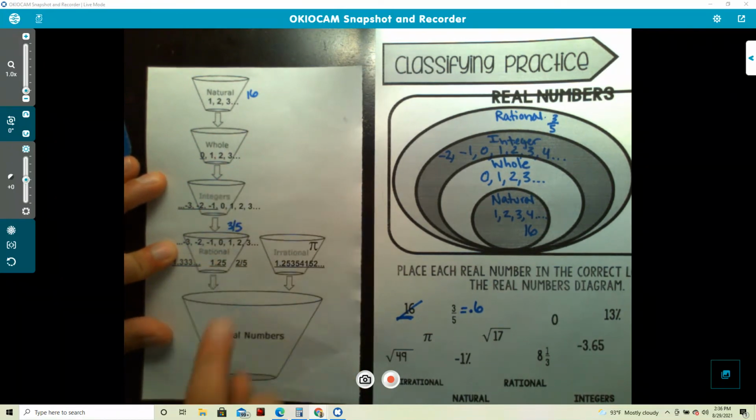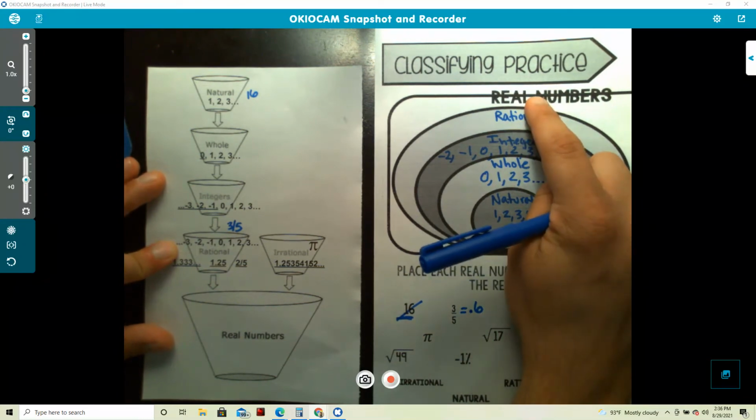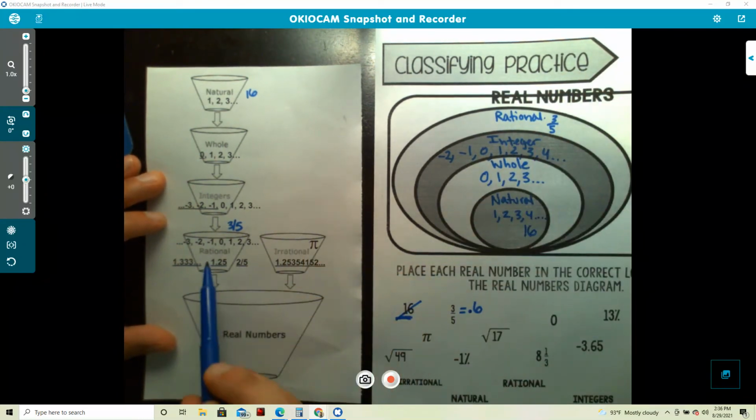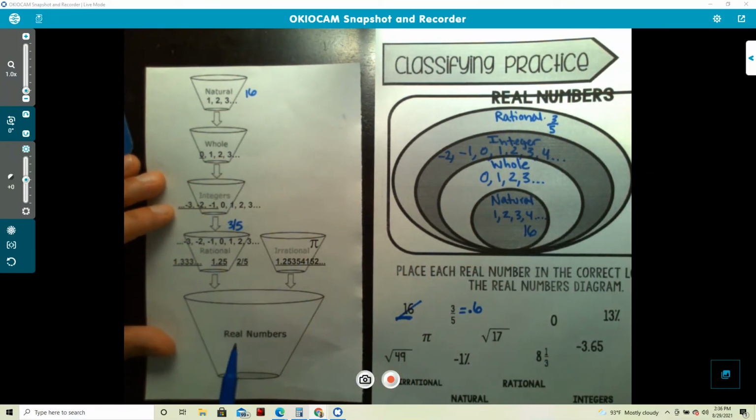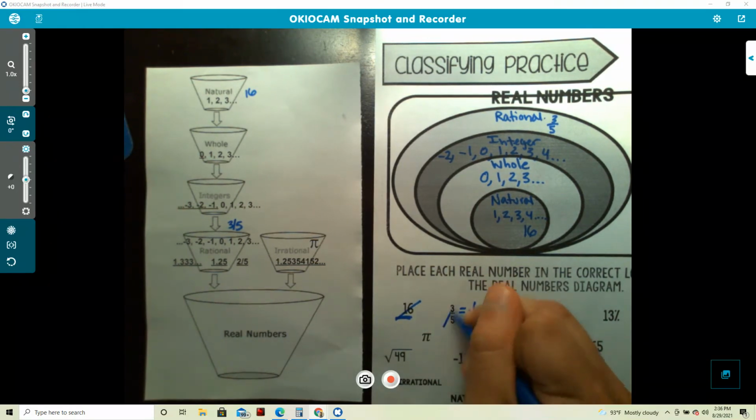So it's rational, and it also falls through the real numbers. So just like up here, it's rational and it's a real number. So here, it shows us the same thing. It's rational and it's a real number. So hopefully you're understanding how that works.